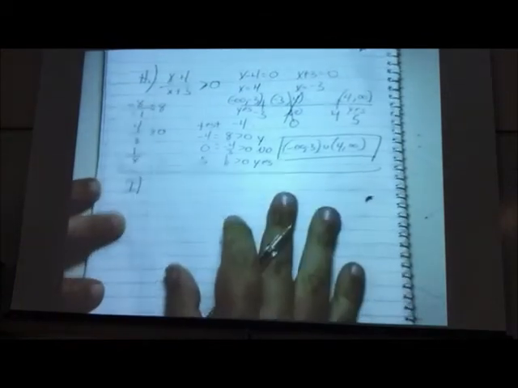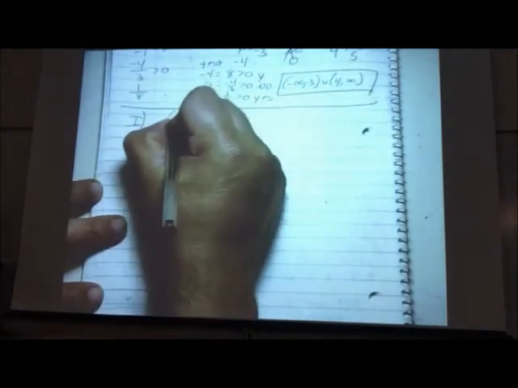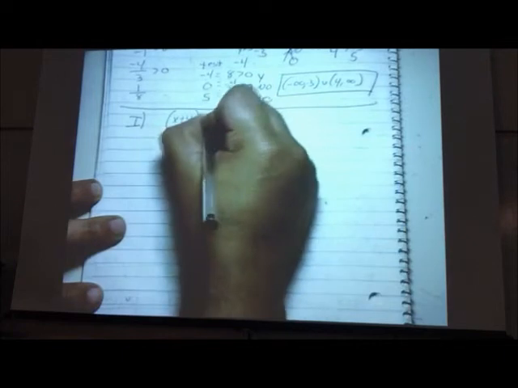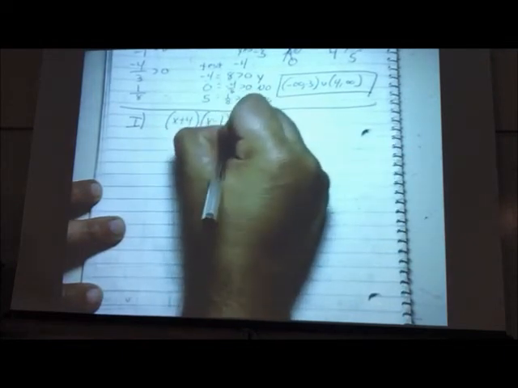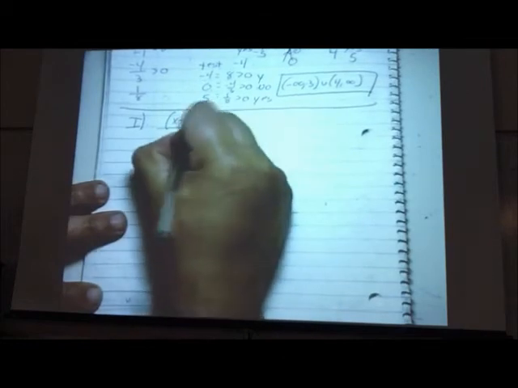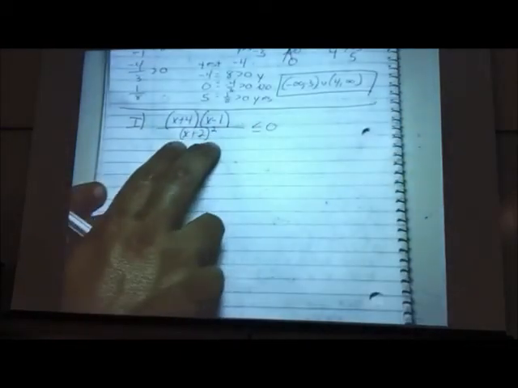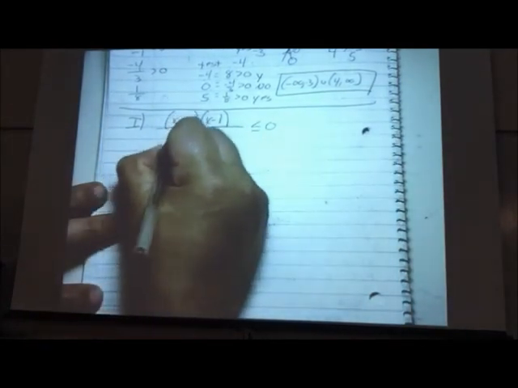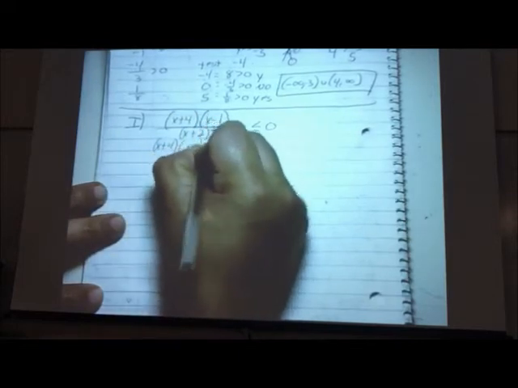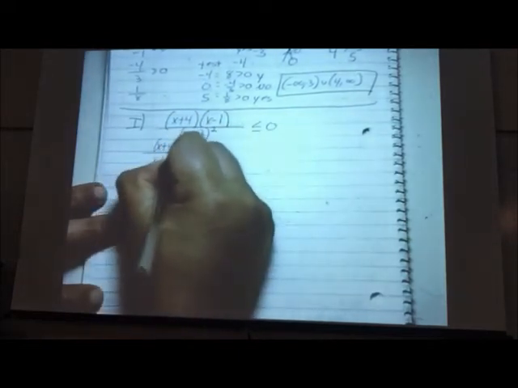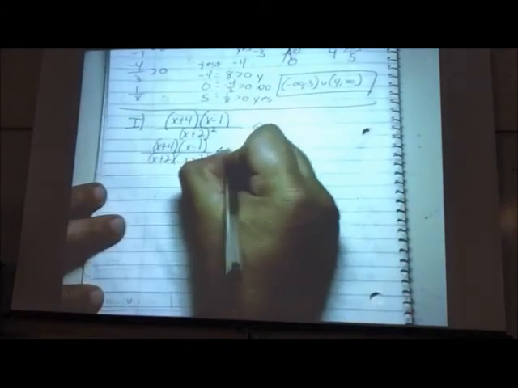I and J. For I, we have parenthesis x plus 4 parenthesis x minus 1 parenthesis all over x plus 2 parentheses squared less than or equal to 0. I need to rewrite this to make this workable. To do so, I'm going to split these two. So it's x plus 4, x minus 1, all over x plus 2, x plus 2. We know this is less than or equal to 0.